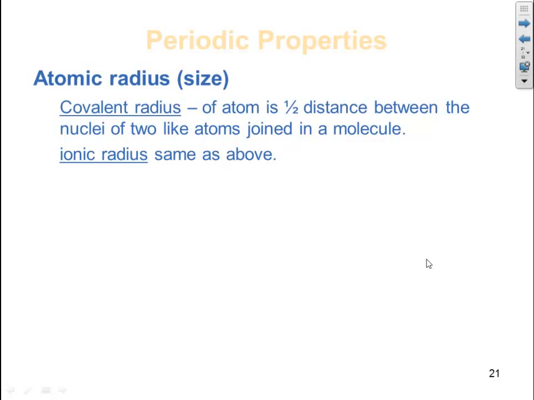Ionic radius is the same thing. It's talking about the distance between two nuclei, taking half the distance to be that radius as well.